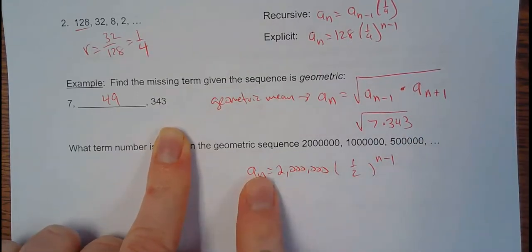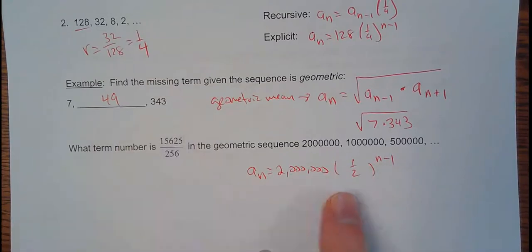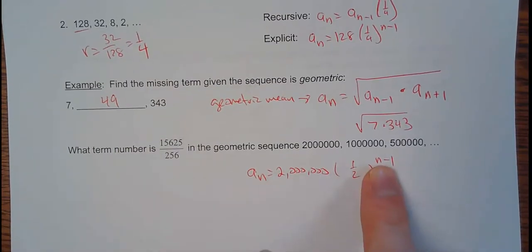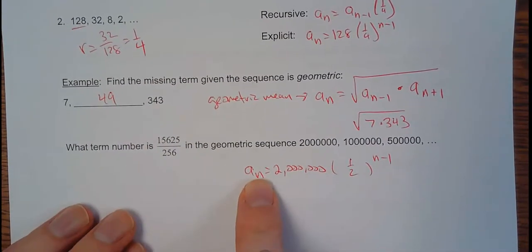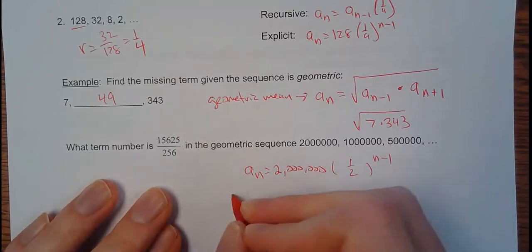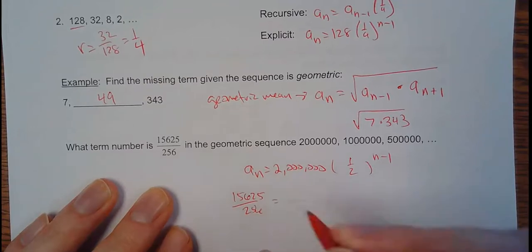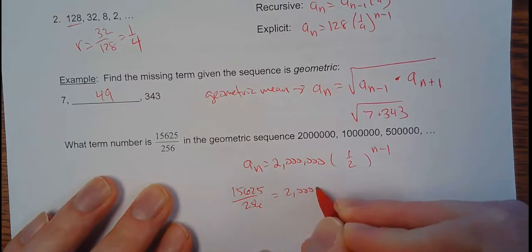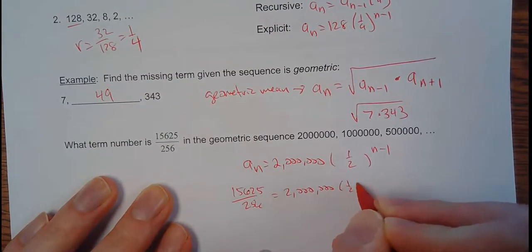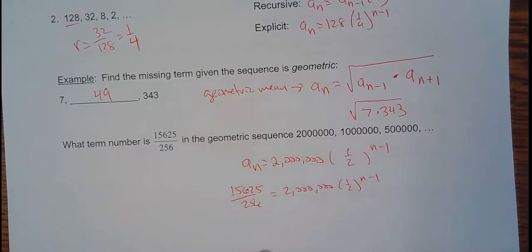Okay, so any term is going to equal all this. Now I want to know which term is this. So I'm going to plug this in for the value a sub n. 15625 over 256 equals 2 million times the formula. Okay, now it's an exponent. My variable is in an exponent, which means I'm going to have to use a logarithm because it's an exponential. So you need to use a logarithm at some point to solve this.